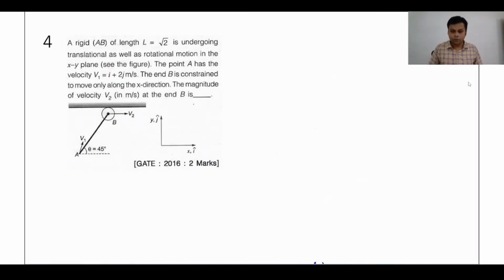Question number 4. Now this question is not exactly from simple mechanisms. This is basically rigid body dynamics, but by mistake I've added it. We'll solve it here. There are 2 questions in this slide which are not from simple mechanisms, and 2 questions which should have been in simple mechanisms went to the next chapter. So no problem, we'll solve it there.